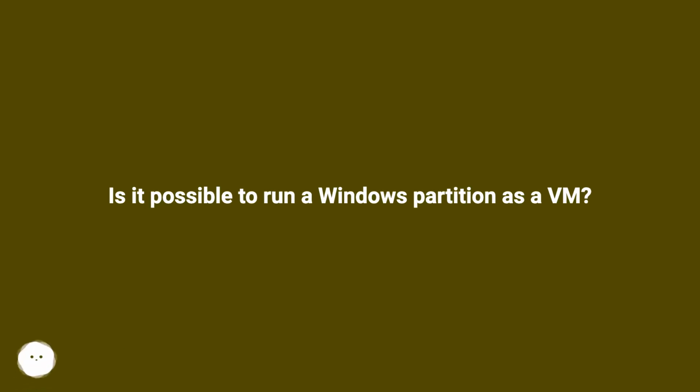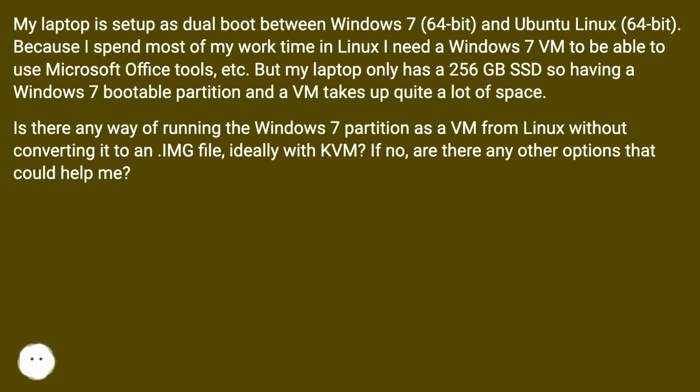Is it possible to run a Windows partition as a VM? My laptop is set up as dual boot between Windows 7, 64-bit, and Ubuntu Linux, 64-bit. Because I spend most of my work time in Linux, I need a Windows 7 VM to be able to use Microsoft Office tools, etc.